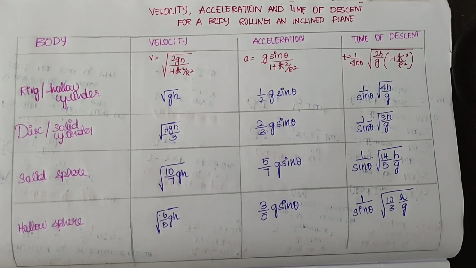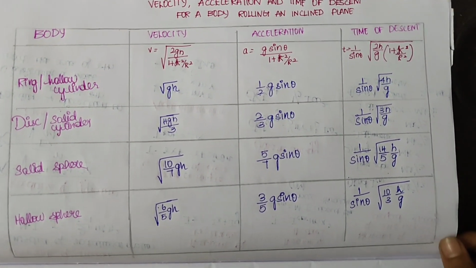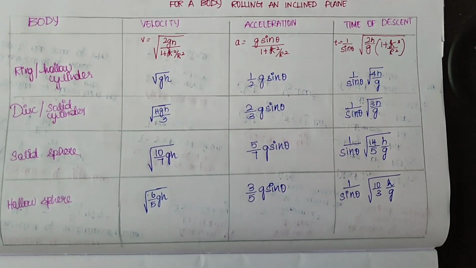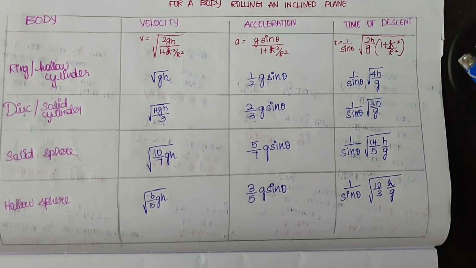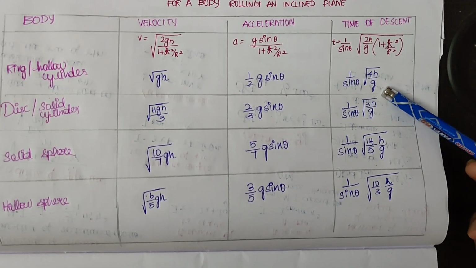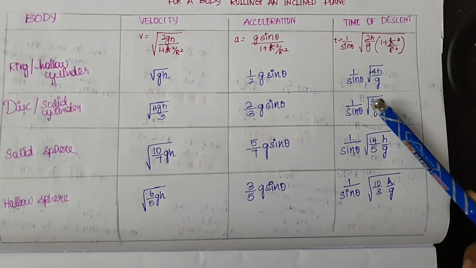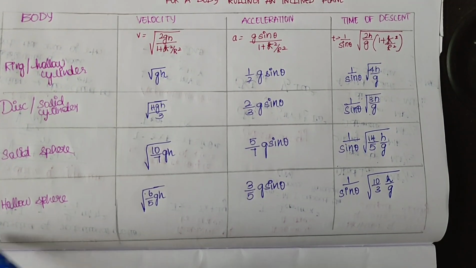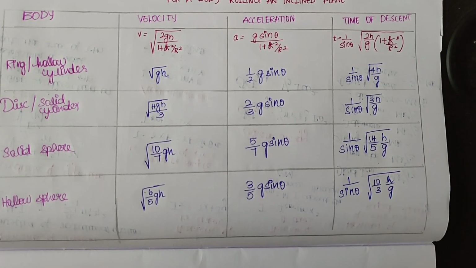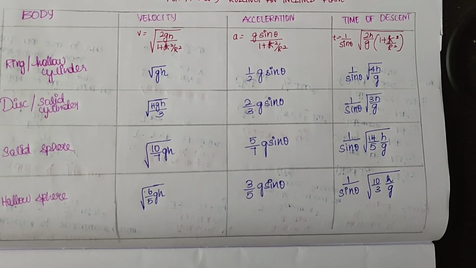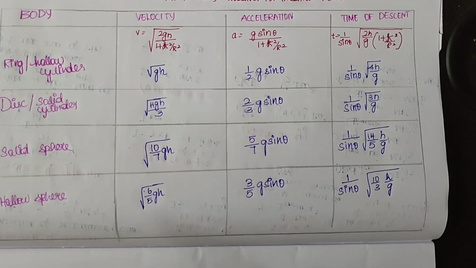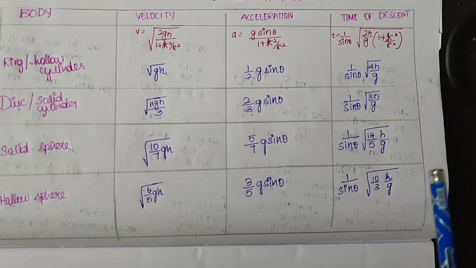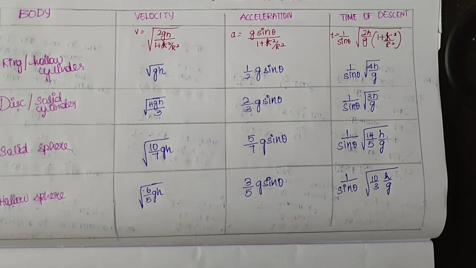Okay, now we will finally talk about the time and we will be memorizing all the formulas. For ring or hollow cylinder, it will be 1 by sin theta into root of 4h by g. For disc or solid cylinder, it is 1 by sin theta into root of 3h by g. For solid sphere, 1 by sin theta into root of 14 by 5 into h by g. And for hollow sphere, it is 1 by sin theta into root of 10 by 3 into h by g.